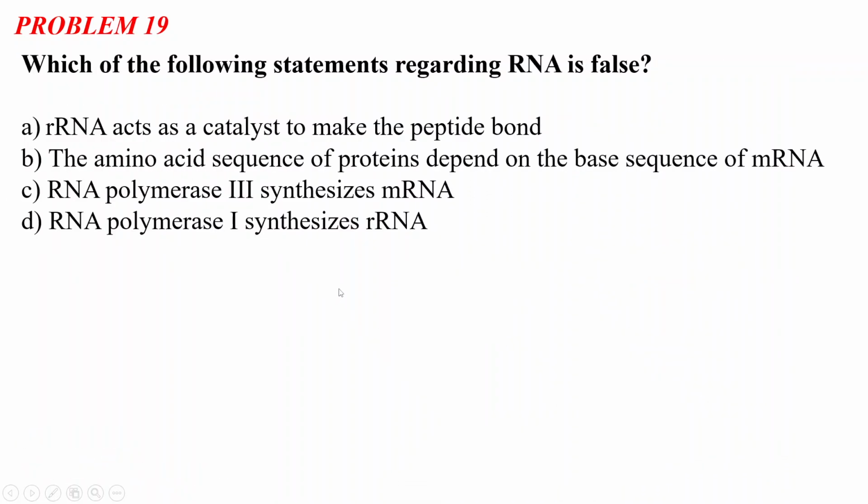It says, which of the following statements regarding RNA is false. A, rRNA acts as a catalyst to make the peptide bond. B, the amino acid sequence of the proteins depends on the base sequence of the mRNA. C, RNA polymerase 3 synthesizes mRNA. And D, RNA polymerase 1 synthesizes the rRNA. Read each and every statement carefully and answer which statement about RNA is false.